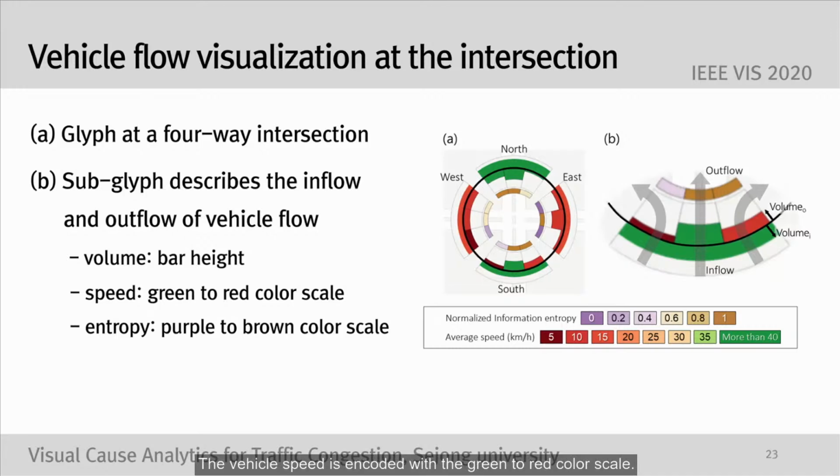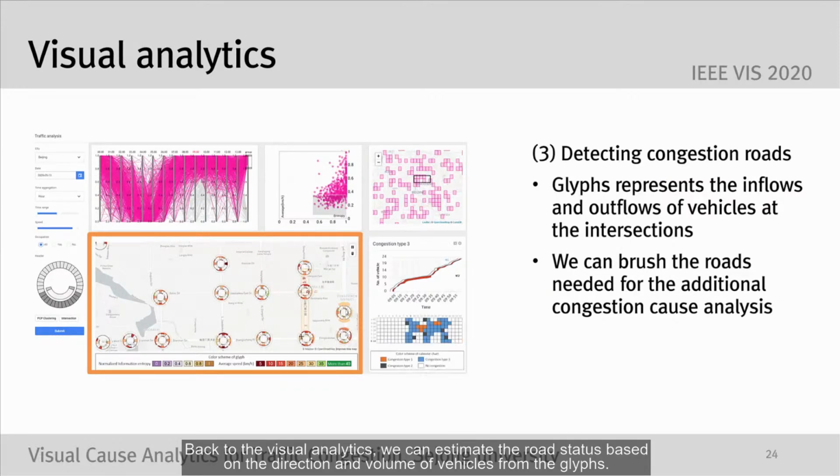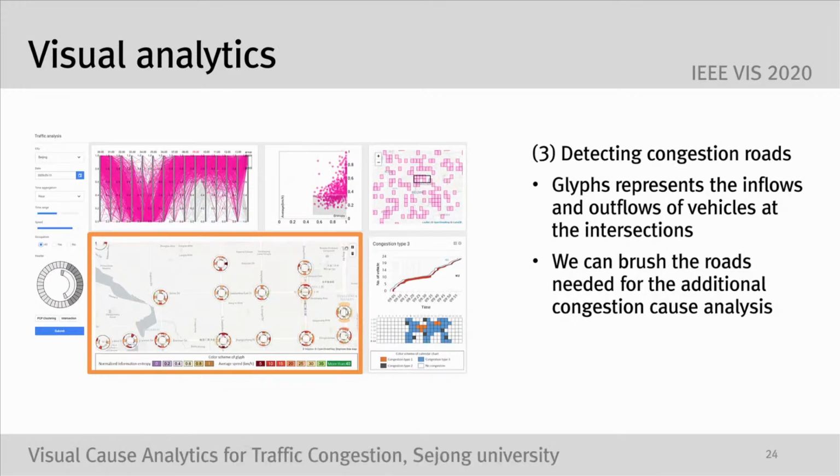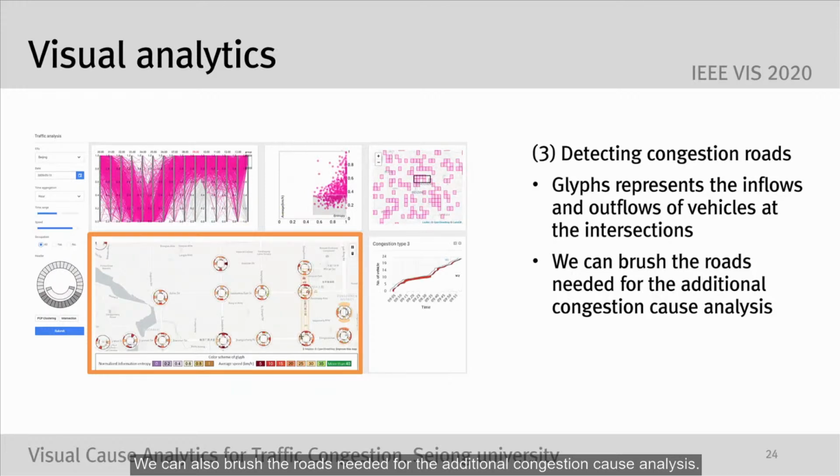The vehicle speed is encoded with the green to red color scale. The entropy is encoded in the purple to brown color scale, and volume is encoded in the bar height. Back to the visual analytics, we can estimate the road status based on the direction and volume of vehicles from the glyphs. We can also brush the road needed for the additional congestion cause analysis.